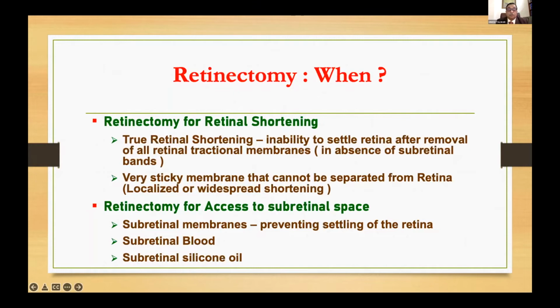Okay. Sorted. So go ahead, Dr. Yeah. So one situation is what I call a true retinal shortening, where there's an inability to settle the retina after removing all retinal tractional membranes, and there are no subretinal membranes causing traction either. The second one is where there is a very sticky membrane which cannot be separated from the retina, and this could be localized, as you saw in the previous case where there was an incarceration, or there is a generalized widespread shortening.